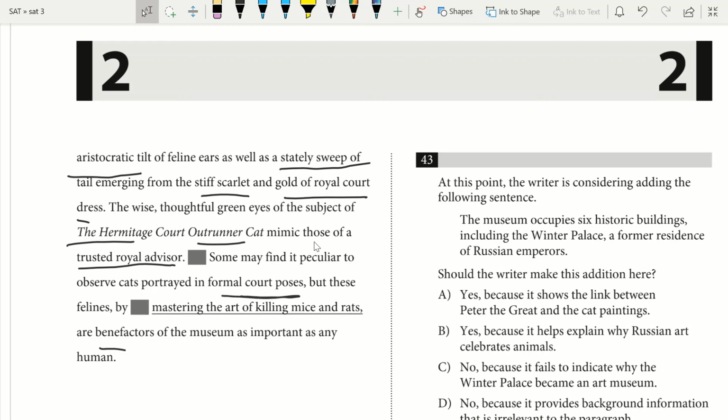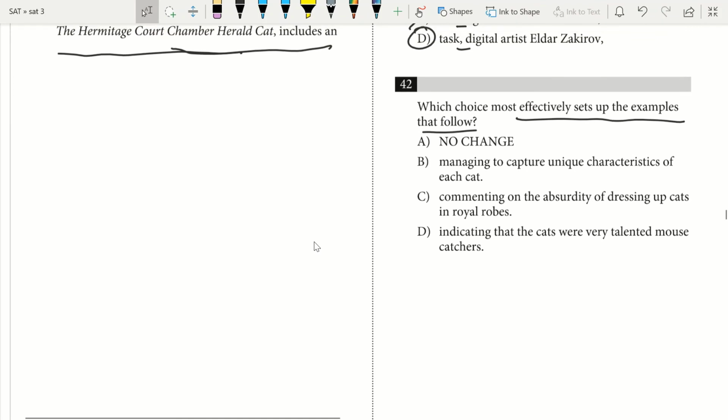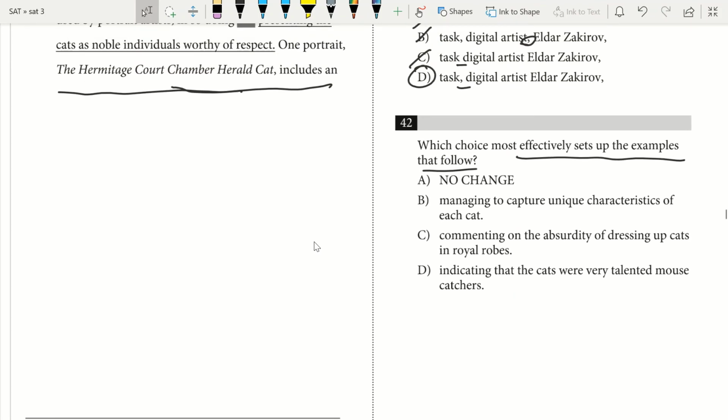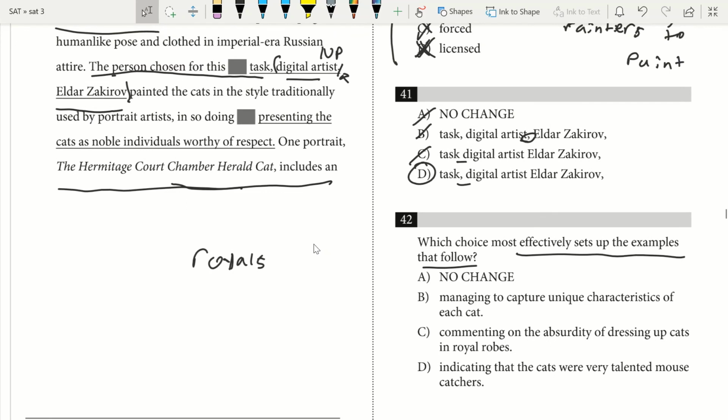Alright, and we can come back to that later if we answer question 42. So we clearly see that all those examples were depicting these cats as individuals that were noble, right? Like they were royals, had expensive clothes. So we can go ahead and look at our answer choices, right? So if we look at A, we have presenting the cats as noble individuals worthy of respect, which is what we're talking about, right? They're talking about them as royals, worthy of respect.